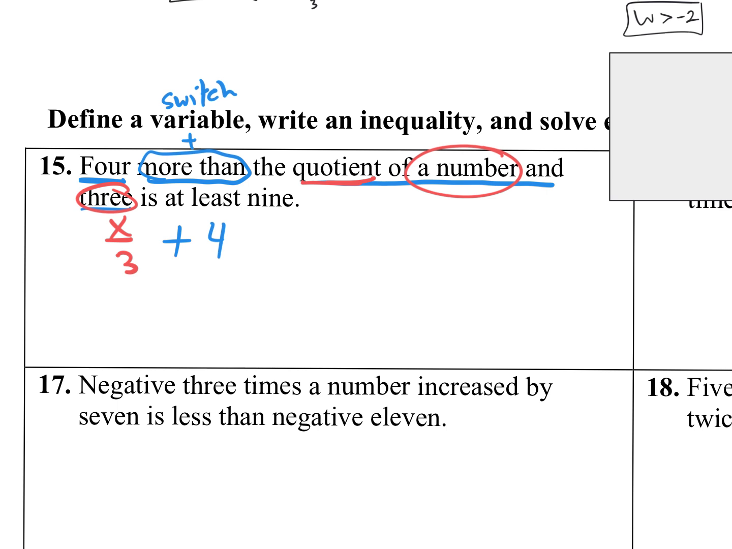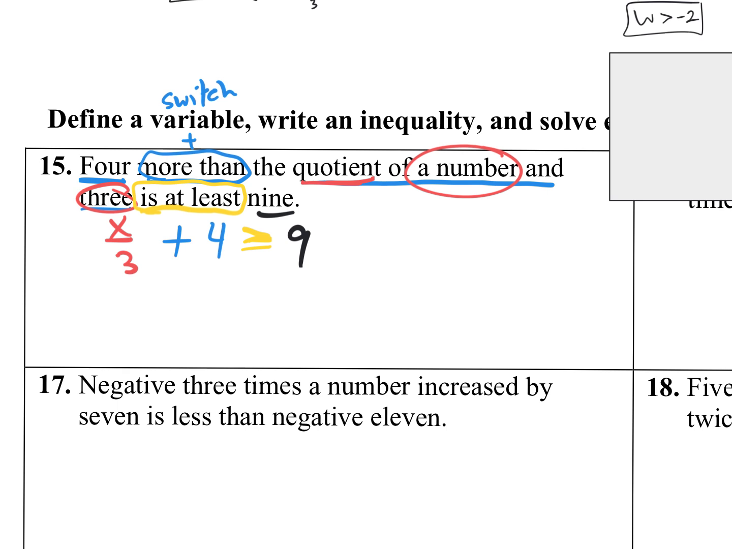Whenever you see the word is, that means equal, but it says is at least. So we need to know that is at least actually means greater than or equal to. Now, some people are going to get confused with that. And of course, we have the number 9. So 9. There's your inequality right there that we created that we're going to have to solve, right?